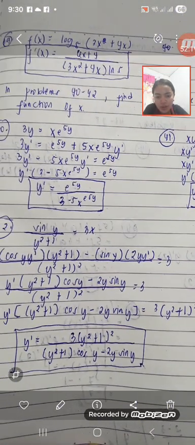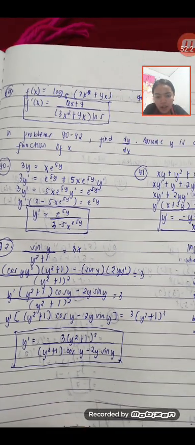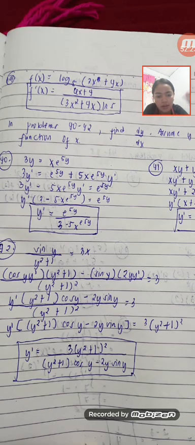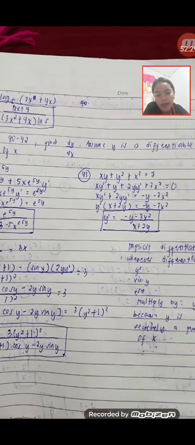The same process goes with this item. It's kind of a long process, but it is the same thing. You just need to differentiate each term first and combine like terms.